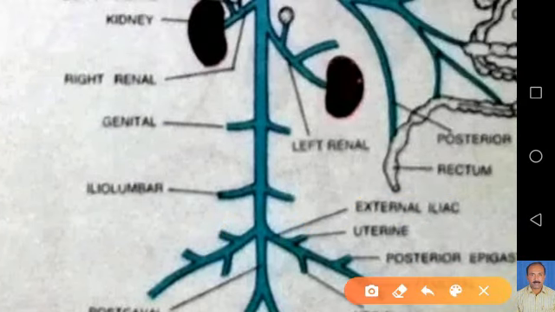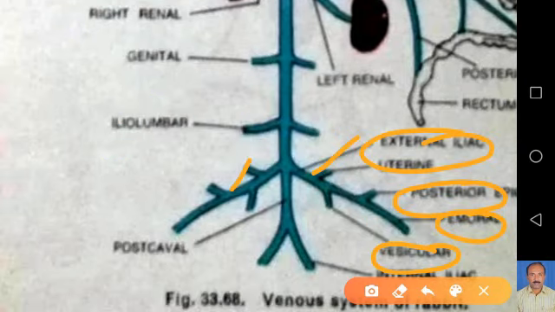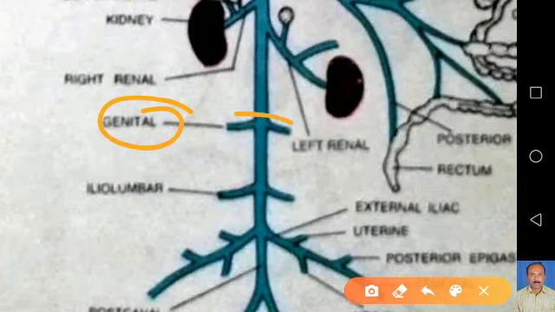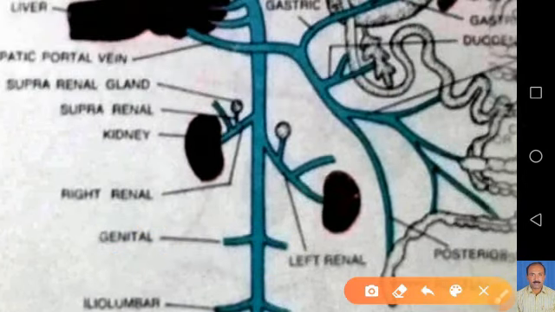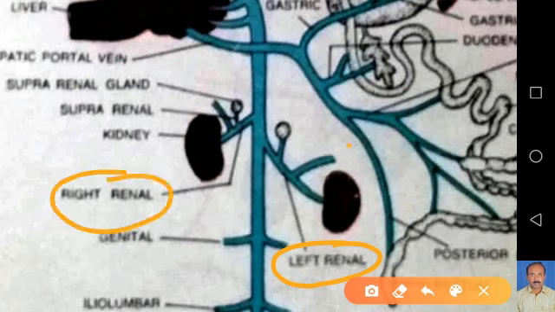Next, iliolumbar veins, a pair of veins from the posterior dorsal abdominal wall. Next, genital veins. These are the paired veins collecting blood from the gonads, called spermatic veins in male and ovarian veins in female. Renal veins, left renal vein and the right renal vein. These are the prominent veins from each kidney of its side, each receiving a suprarenal vein branch from the corresponding suprarenal gland.